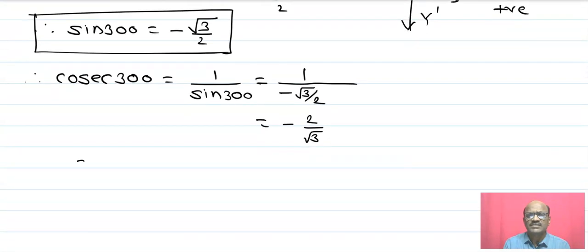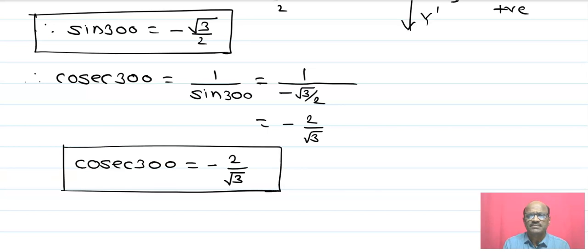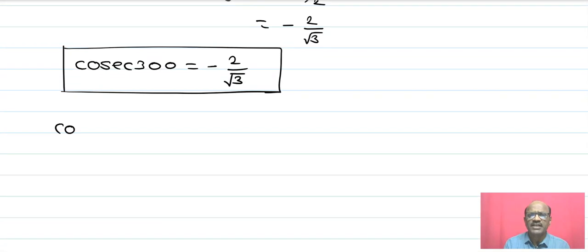Now, next is cosec 300, that is minus 2 upon root 3. If you know this properly, to express the given angle in the form of pi plus theta, then you can find out all the values very easily.